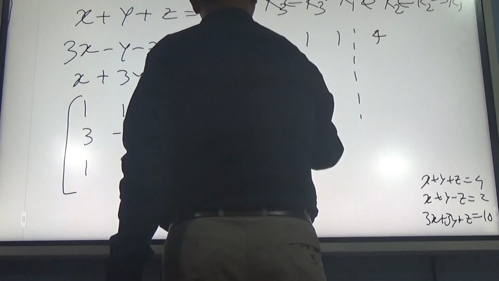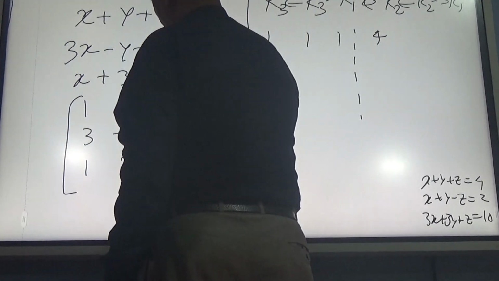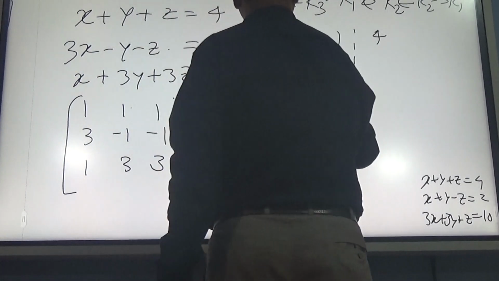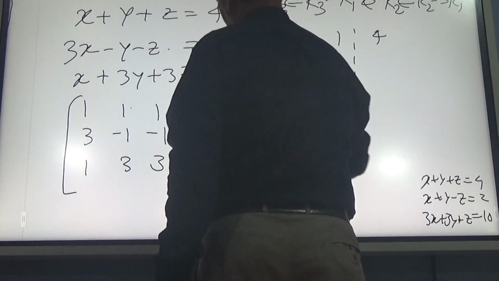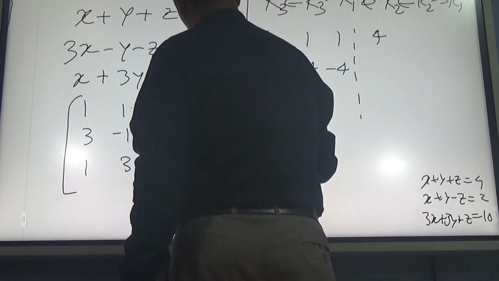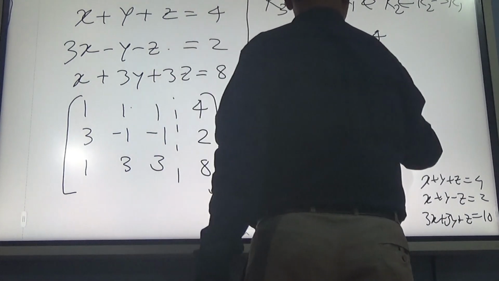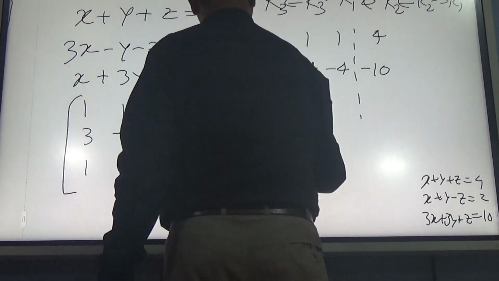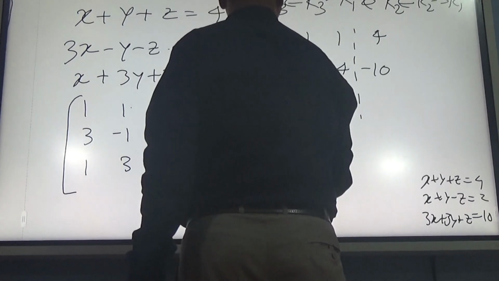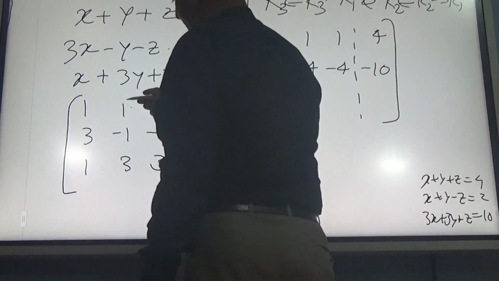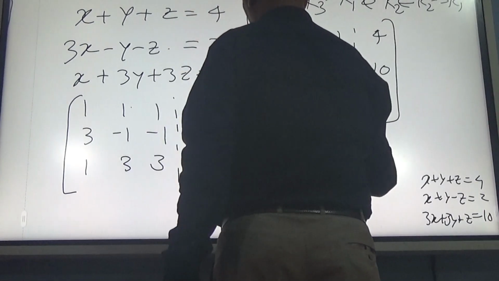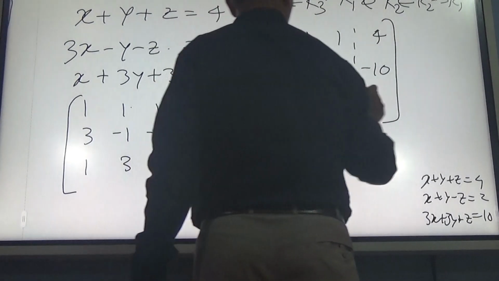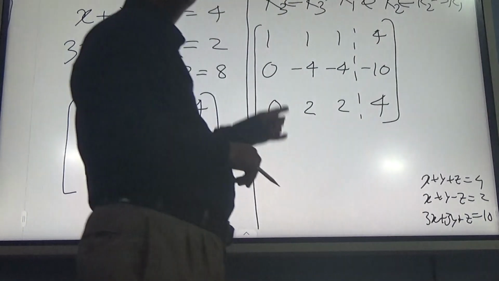We can do this 0, minus 3 minus 4, minus 4. That is 2 minus 12 minus 10, right? And this 0, this 2, this 2, this 4, right?